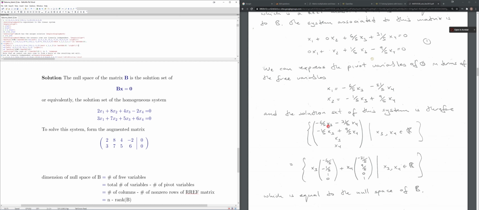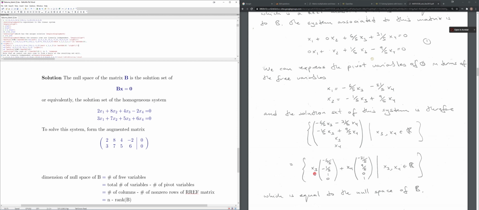Notice what you can do is separate the x3 terms. So you're going to have minus 6 on 5 times x3 and minus 1 on 5 times x3. You're going to have an x3 in one entry and no x3 in another. Likewise, you're going to have terms in x4 across here. So you can break this single vector into two vectors, one with x3 alone and one with x4 alone.